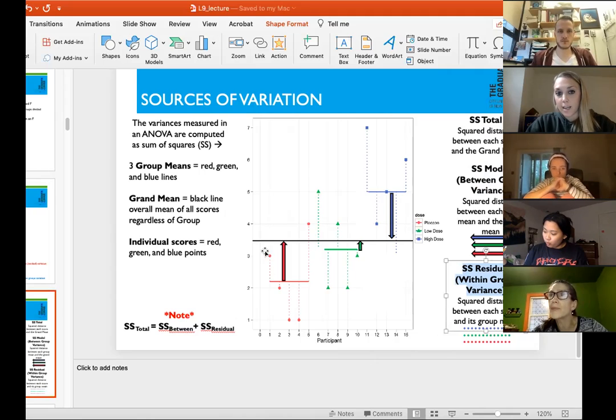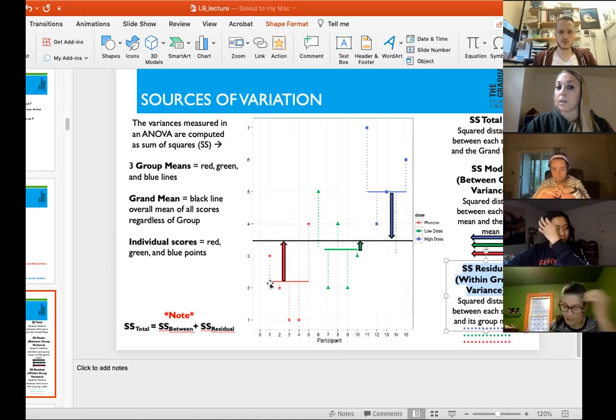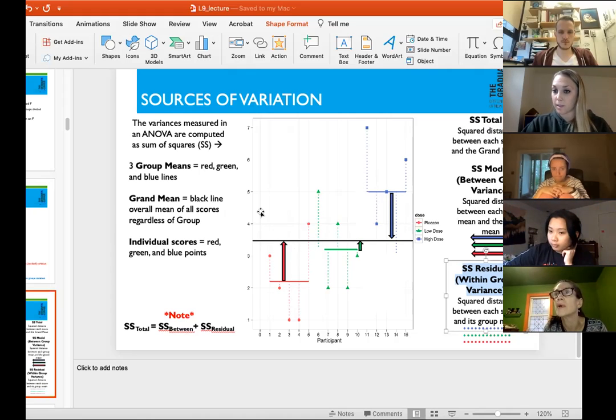So I would take this data point, subtract it from its own mean, square that value. This data point from its mean, square that value. And I would sum all of these, and then I would have a sums of squares within this group. I would have a sums of squares within this group and a sums of squares within this group. And then you sum all of those sums of squares. And that's what gives you your sums of squares error or your sums of squares residual, because it's the variability within a group that you cannot explain. Does that make sense?